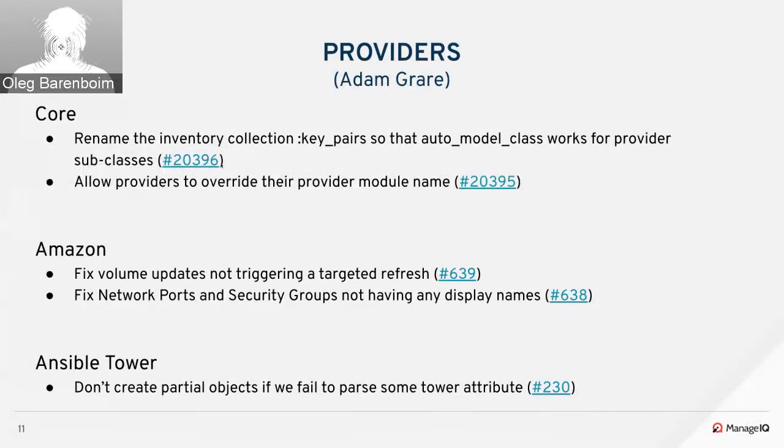Thank you. So for core this sprint, we did a couple of nice enhancements to the inventory collections and the persister classes. So we renamed the key pairs inventory collection so that the auto model class would work. Essentially what was happening was every provider subclass was having to override the model name for key pairs because even though the association is called key pairs, the model class is auth key pairs. So we renamed that so that we could delete a bunch of overrides from the provider classes.